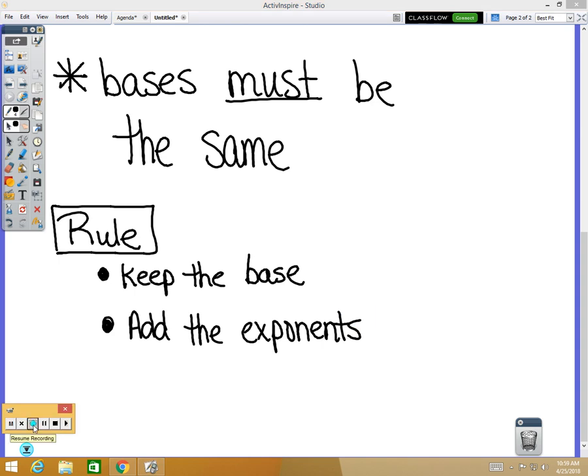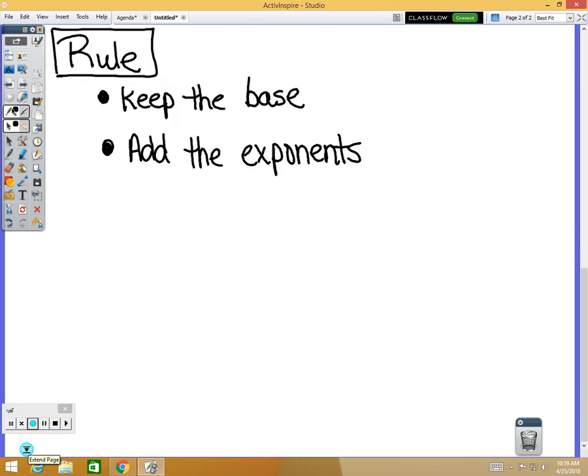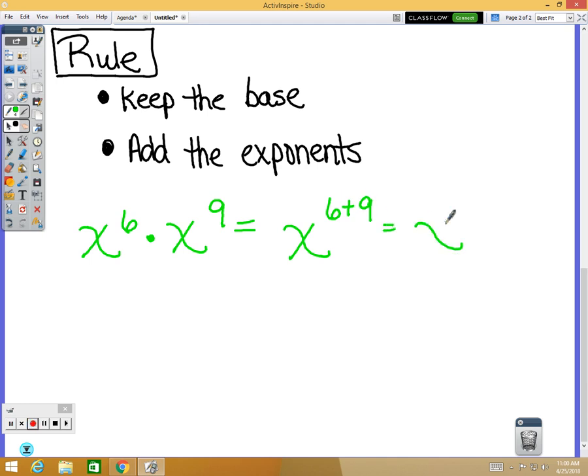So we are going to practice doing this, okay? So let's say we have the problem x to the 6th power times x to the 9th power. What would be our answer using this property? X to the 15th power. So you're keeping your x, you're doing 6 plus 9, so your answer is x to the 15th power.